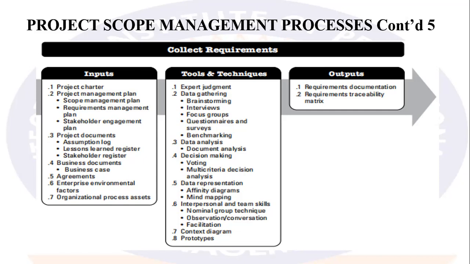Then we have the interpersonal and team skills also. We have the nominal group technique, the observations or conversations, and then you have facilitation. Then you have the context diagram, and you have the prototypes. On the output, we have the requirement documentation, and then we have the requirement traceability matrix.